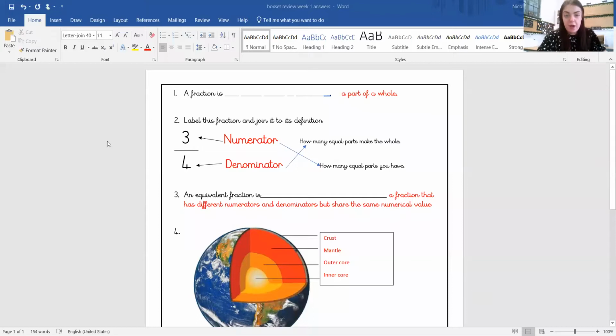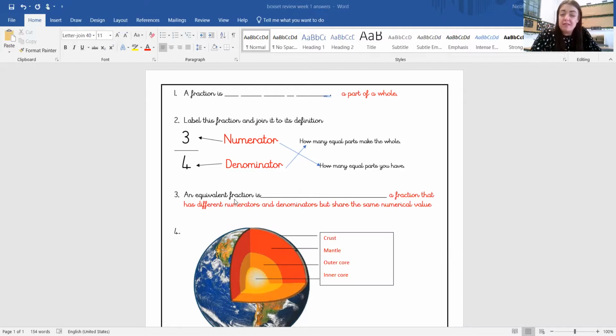Brilliant. So here we go then. So a fraction is our STEM sentence. A fraction is a part of a whole. Okay, so it's a part of a whole. So well done if you got that right. This one here, our top number of our fraction is called the numerator, and the bottom one is called the denominator. The numerator actually tells us how many equal parts you have, and your denominator tells you how many equal parts make up your whole. So 1 mark if you got that one right.